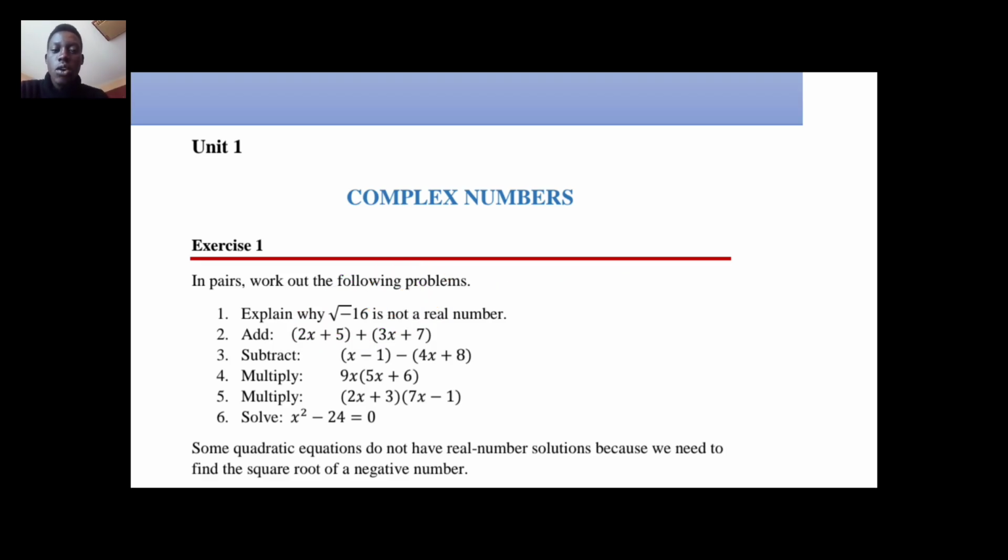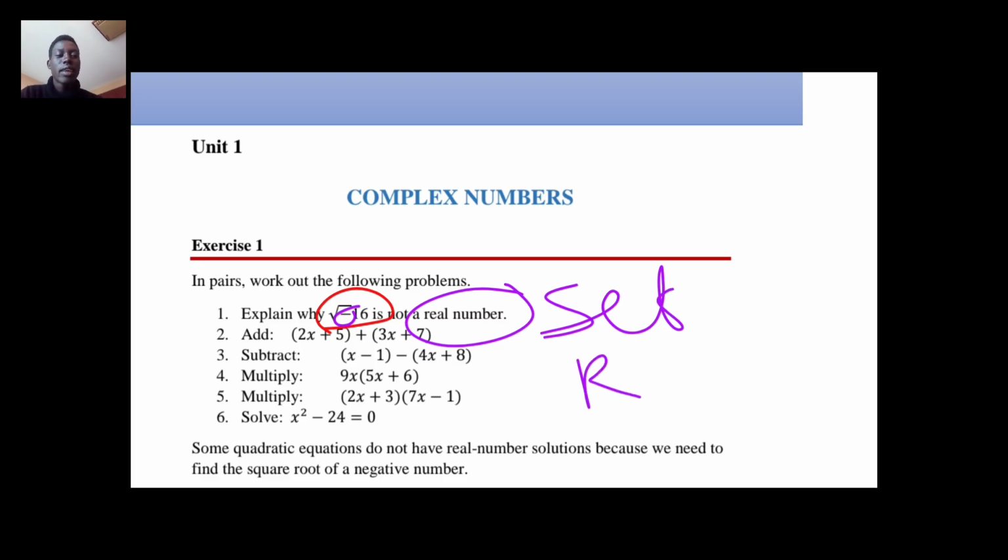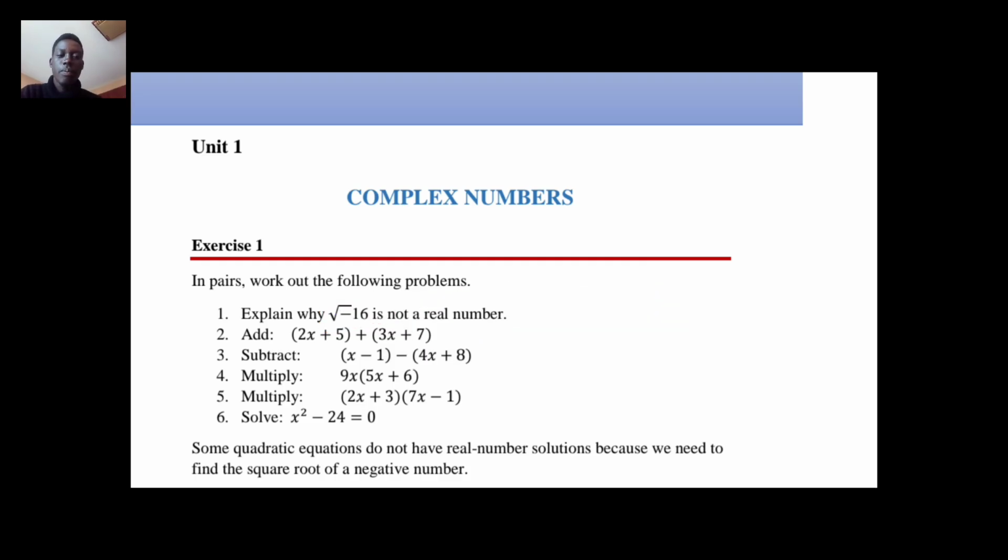So root of negative 16 is not a real number because it has a negative inside. But a real number is a set of rational numbers and irrational numbers.